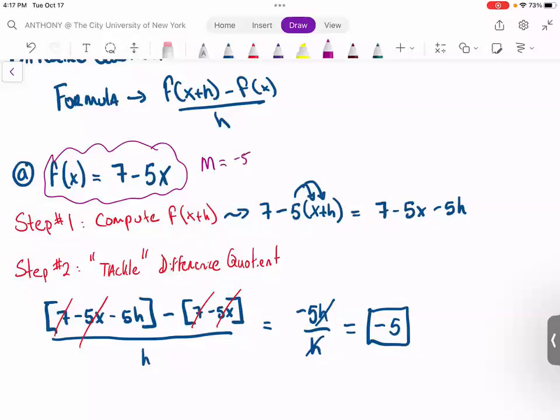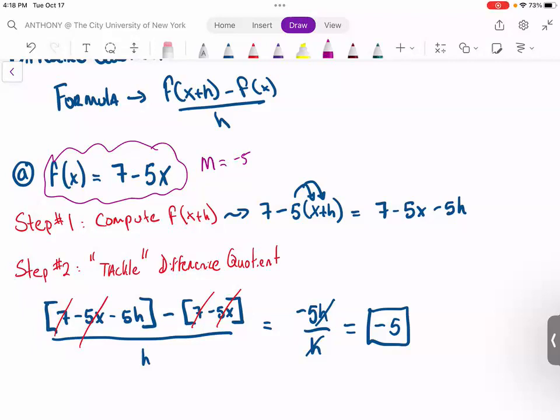So in this problem, your m value is -5. Do you see a correlation here? The correlation is that the difference quotient is just a fancy way of saying slope. It's just a fancy way of saying slope. And since we're dealing with a linear function in this example, the difference quotient answer is equivalent to whatever my slope is.